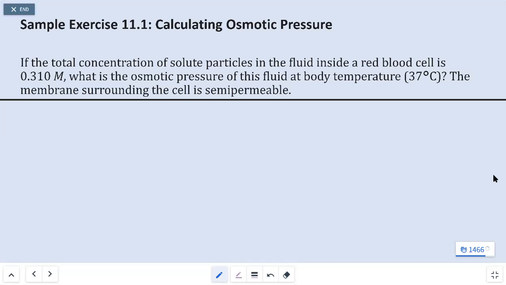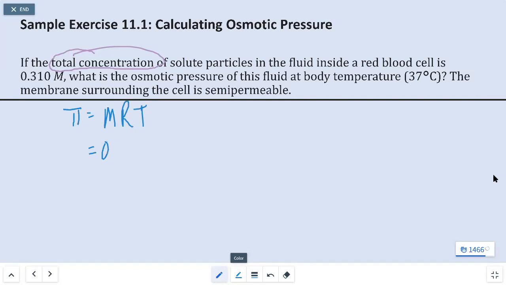Now, keywords here, we've already been told that this is the total concentration. Since this is the total concentration, we don't have to worry about the Van't Hoff factor. The Van't Hoff factor has already been baked into that concentration value. What we need to do is our calculation. Pi is equal to MRT.